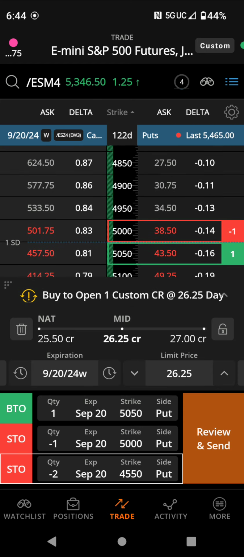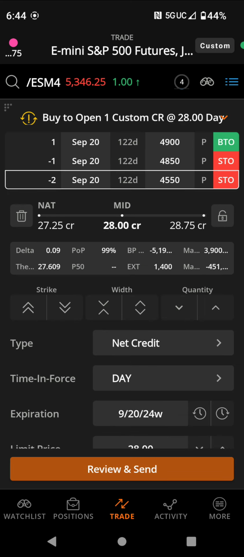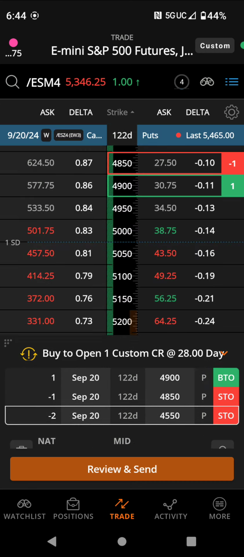You can even go further in, so you go around 49, 48.50. Notice how the BP is staying about the same because it's still a 50 width. However, the total credit that you're taking in is higher because you are paying less on those debits.